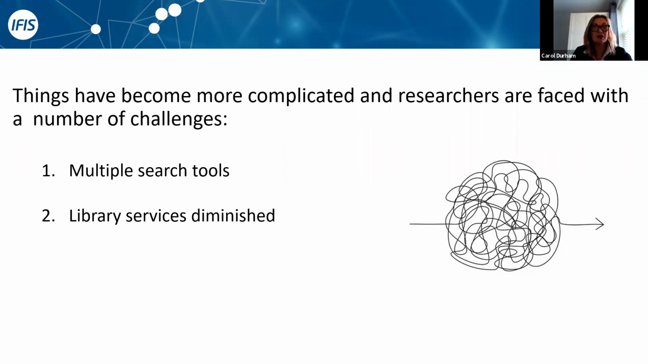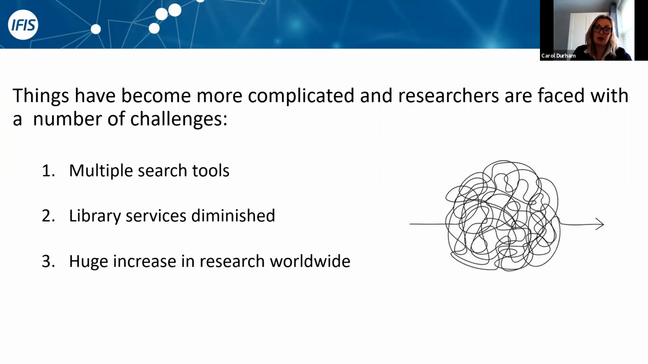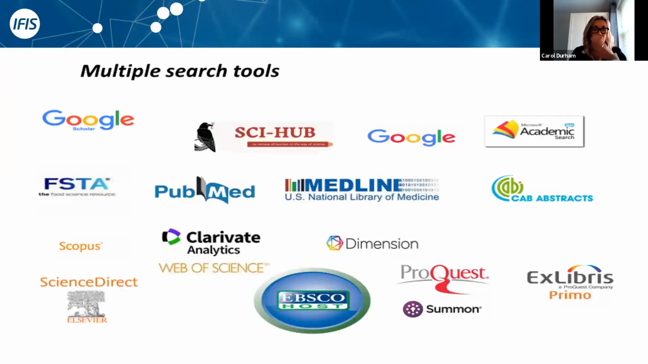have changed. So libraries are very different places today to what they were 30 years ago. And unfortunately, some of the services have had to diminish. There's been a huge increase in research worldwide in food science, which is a really good thing, but that also creates challenges because there's lots of information out there. And we now have to contend with sharks, also known as predatory publishers. So there's a lot of complexities now around searching, and I'm just going to cover the 4 points that I mentioned briefly.